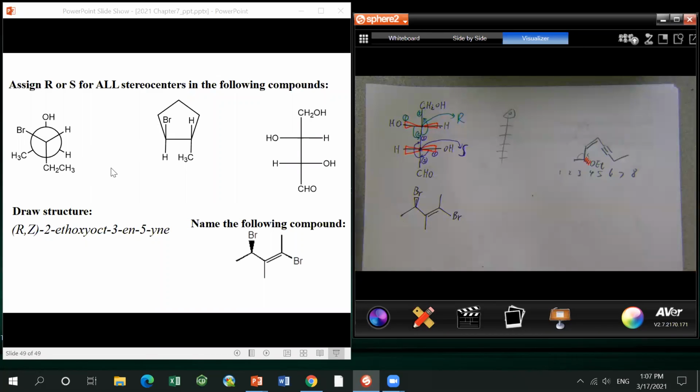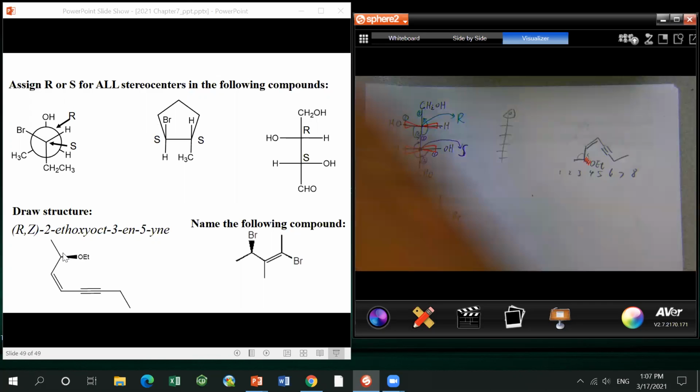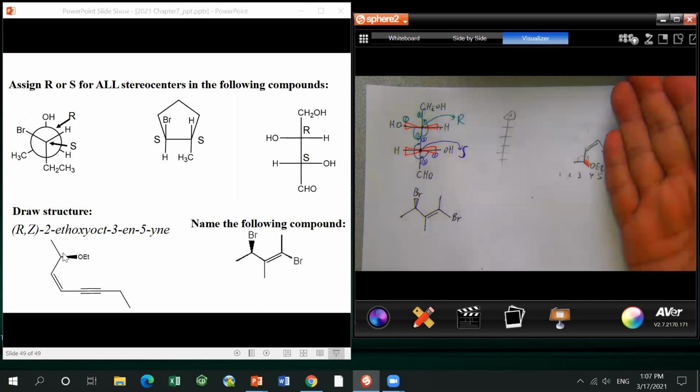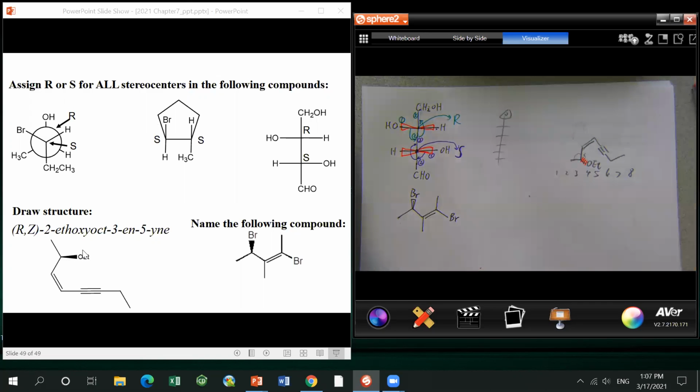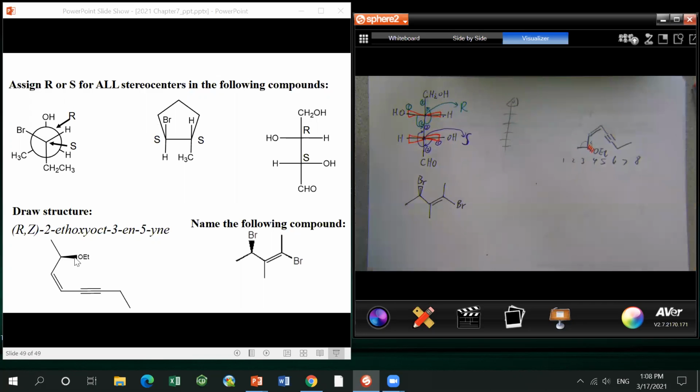Actually, there is another way to draw it. For example, if you flip this molecule 180 degrees, the ethoxy will become the wedge. In other words, wedge or dash doesn't matter. More important is that you give the right stereochemistry. That's something to keep in mind. That's a relatively hard one, and then we move to the last naming question.